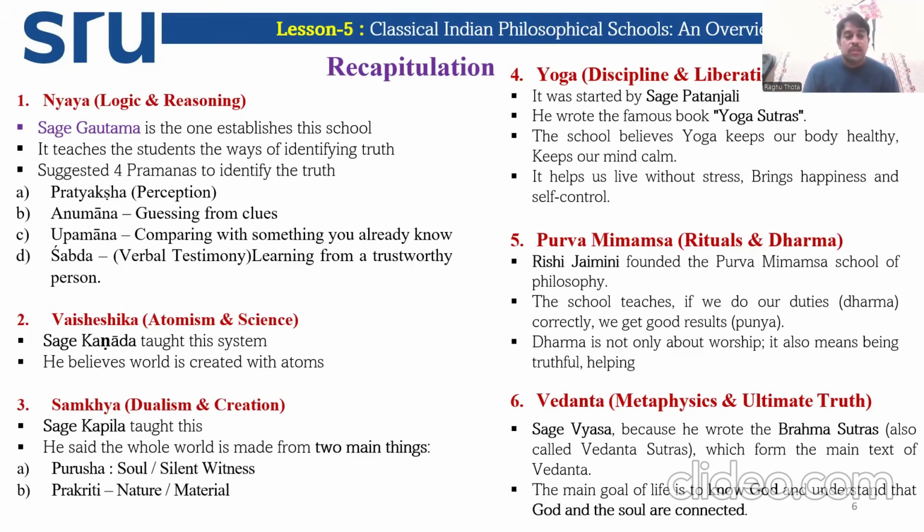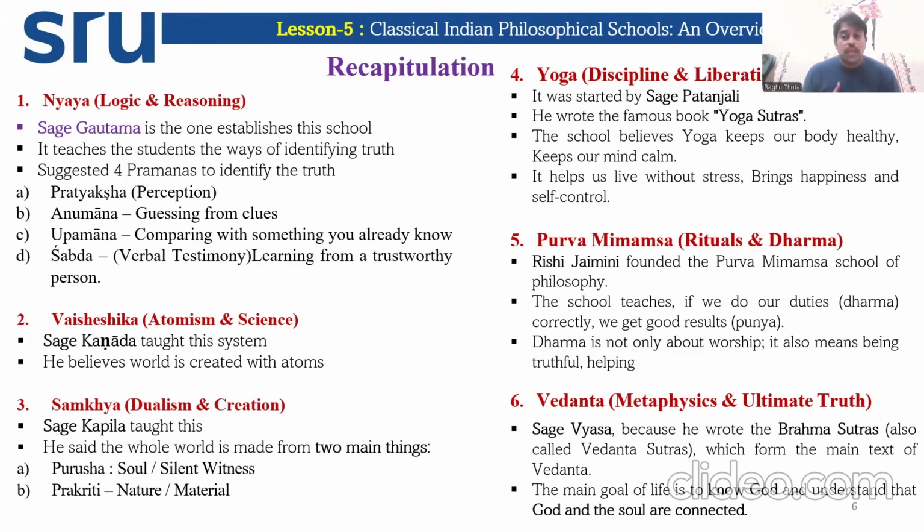And the third one, Samkhya school, which was proposed by Kapila. He said the whole world is made up of 2 main things. One is Purusha, which is nothing but soul. And Prakriti, which is nothing but nature or material. Soul is permanent, material is temporary.